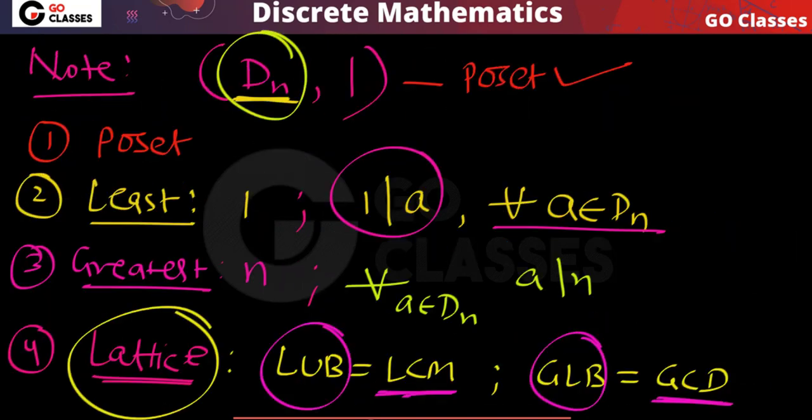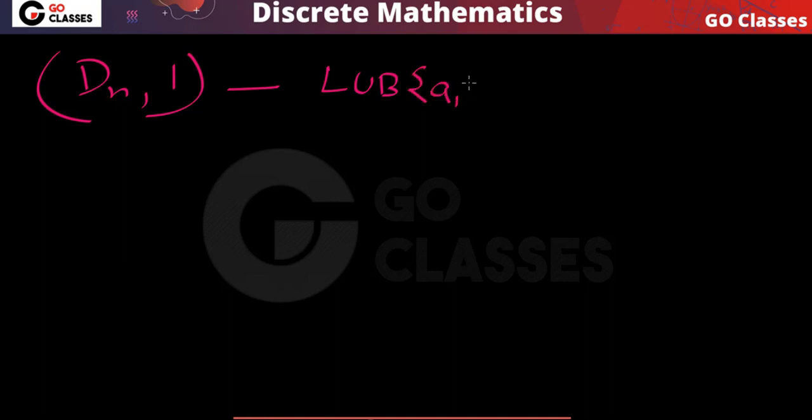So what is the GLB? GLB will be the GCD and LUB will be the LCM. So this is a lattice. This D_n with divisibility is always a lattice. Okay, and remember, in this divisibility relation, in this D_n with divides, the LUB of a, b, meaning a or b, will be the LCM of a, b.